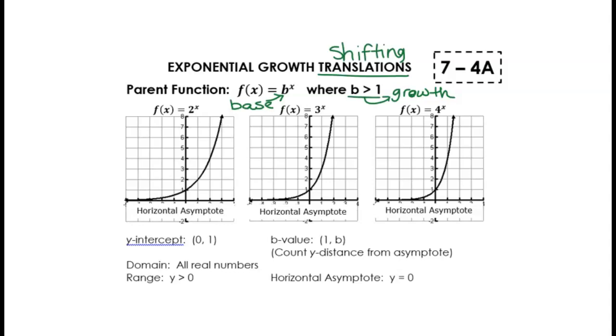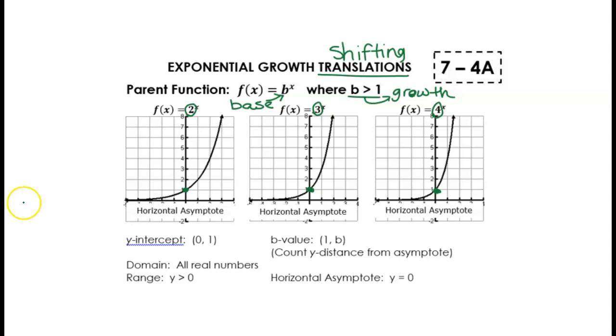And our parent function has a base b raised to the power of x. We have 3 examples here. The first one is f of x equals 2 to the x. The next one is f of x equals 3 to the x. And the last one is f of x equals 4 to the x. So I want you to take a moment and scan these 3 graphs and tell me some things that you see that they have in common, other than the fact that they're both going up. They're both growth. What do you see that they have in common? The y-intercept. The y-intercept is the same on every single graph, right? 0, 1.